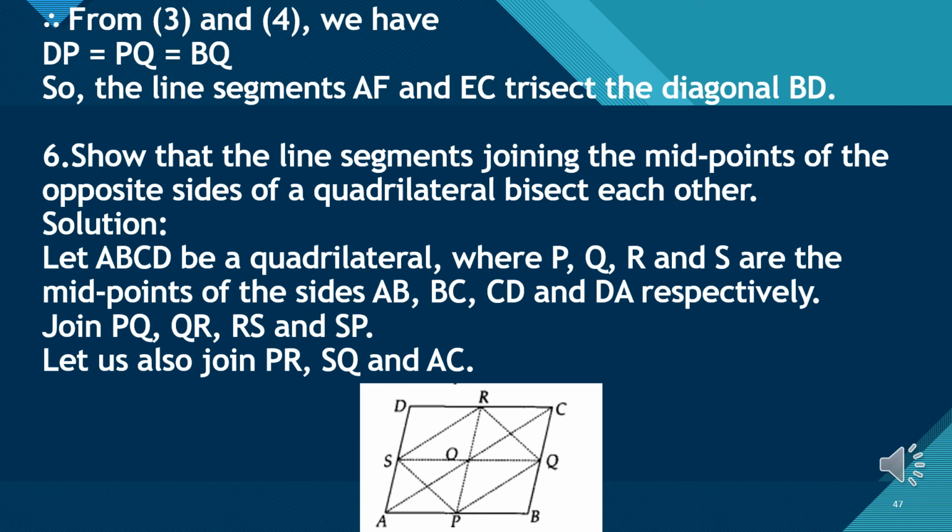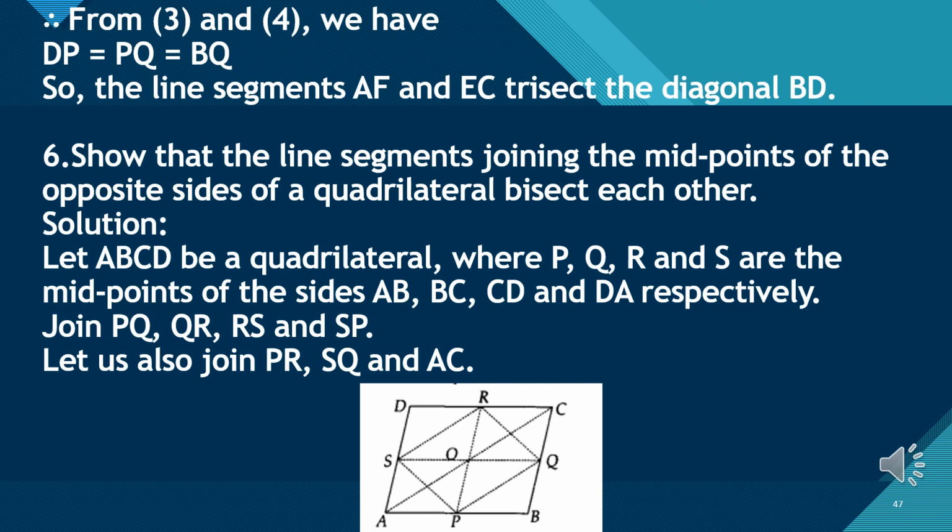Question number 1. ABCD is a quadrilateral in which P, Q, R and S are midpoints of the sides AB, BC, CD and DA. AC is a diagonal. Show that 1, SR is parallel to AC and SR equals half of AC.